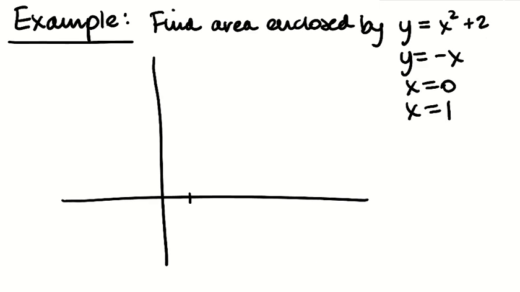For example, find the area enclosed by y equals x squared plus 2, y equals negative x, x equals 0, and x equals 1. The first thing you want to do, just like in geometry class, is draw a picture of this. We know how to draw x squared plus 2. It's a parabola that starts at 2, so it kind of looks like that. y equals negative x is a line that goes through the origin and has slope negative 1.